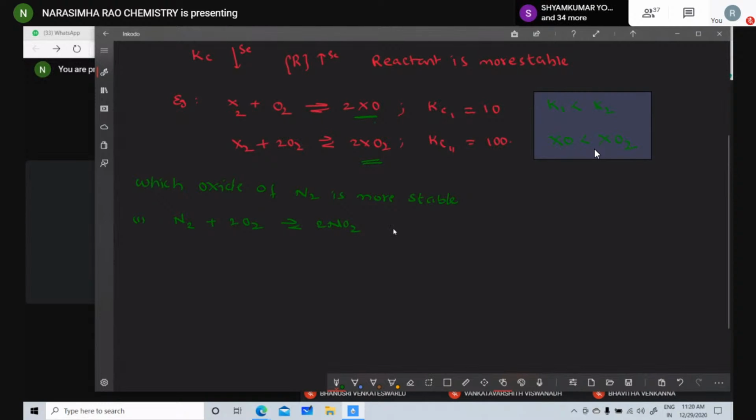Now for this reaction, K1 is 10 power minus 3. So that second example, formation of N2O: 2N2 plus O2 is in equilibrium with 2N2O. This is K2, consider 10 power minus 1. So NO, 2NO.